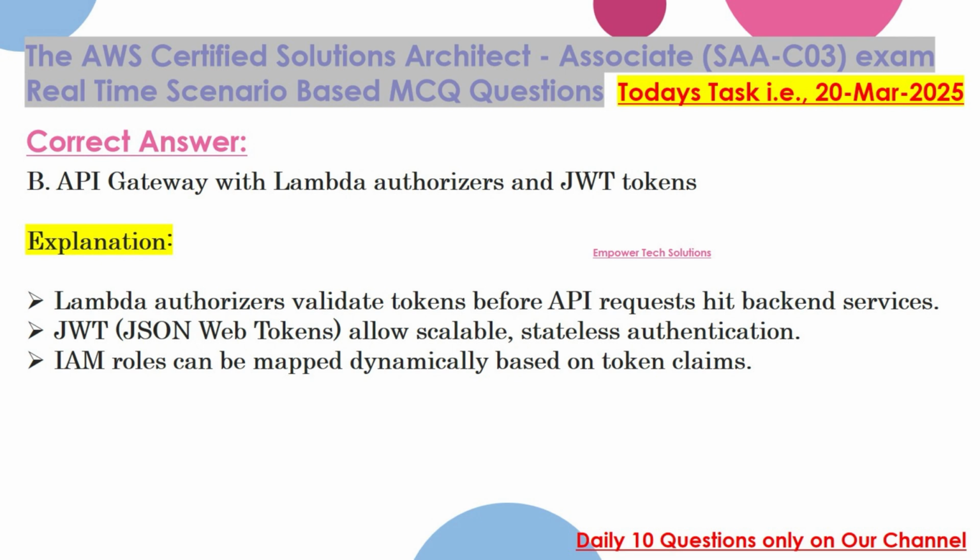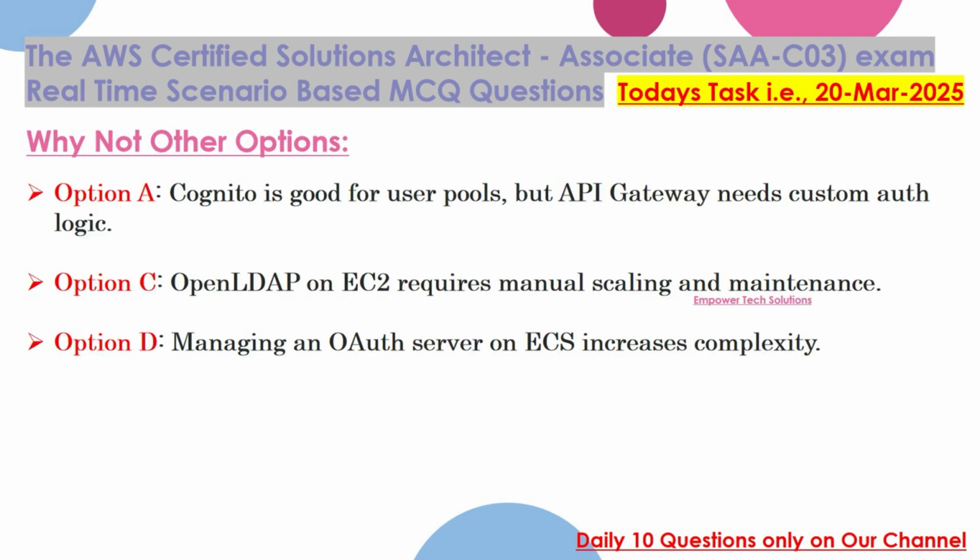Explanation. Lambda authorizers validate tokens before API requests hit backend services. JWT, JSON Web Tokens, allow scalable, stateless authentication. IAM roles can be mapped dynamically based on token claims. Why not other options? Option A, Cognito is good for user pools, but API Gateway needs custom auth logic. Option C, OpenLDAP on EC2 requires manual scaling and maintenance. Option D, managing an OAuth server on ECS increases complexity.